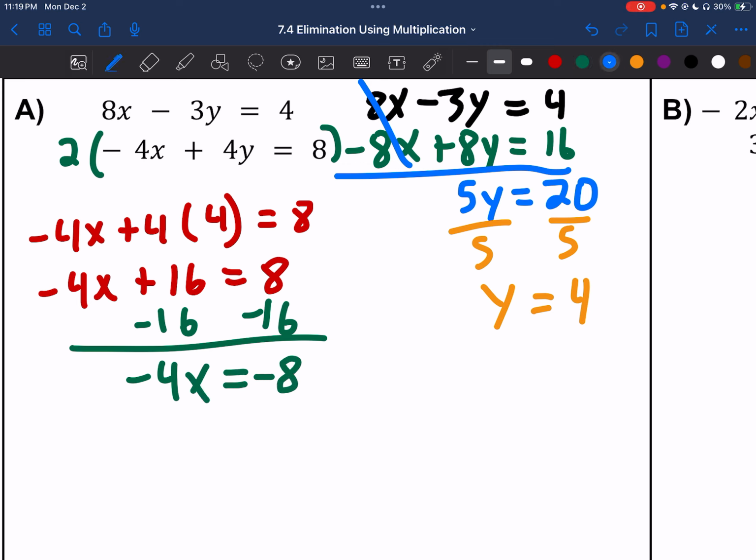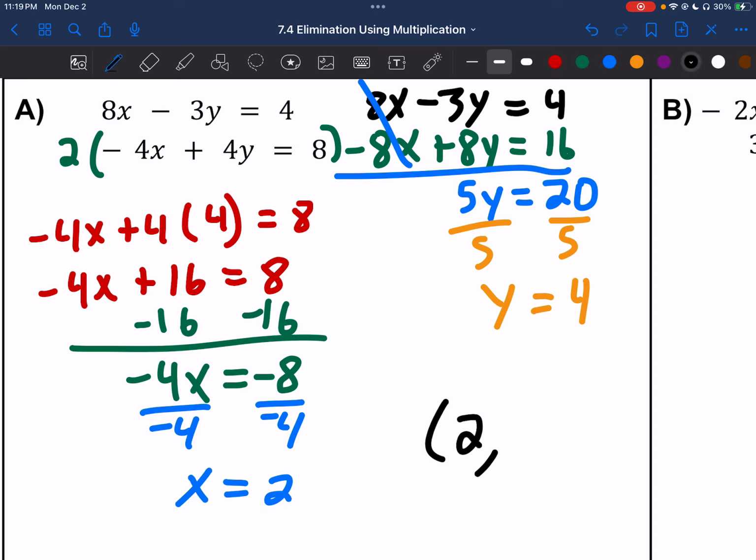And we divide by negative 4. We get that x is equal to positive 2. So the ordered pair is 2, comma 4. That is my solution. That is the point in which these two lines are going to intersect.